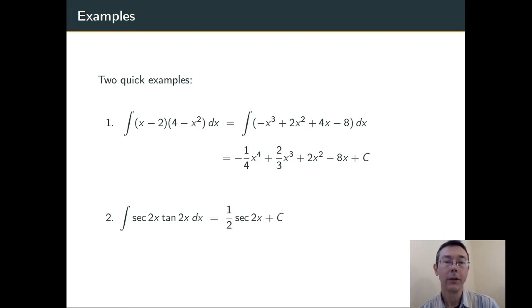We need to make sure that that cancels. So we're going to include a factor of 1/2 in our antiderivative. Overall, 1/2 secant 2x plus C. Notice in each of these cases, I was careful to include the plus C at the end of my antiderivative because I need the most general antiderivative to do an indefinite integral.